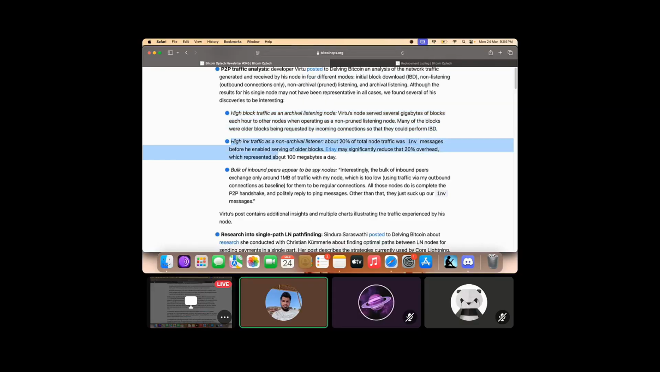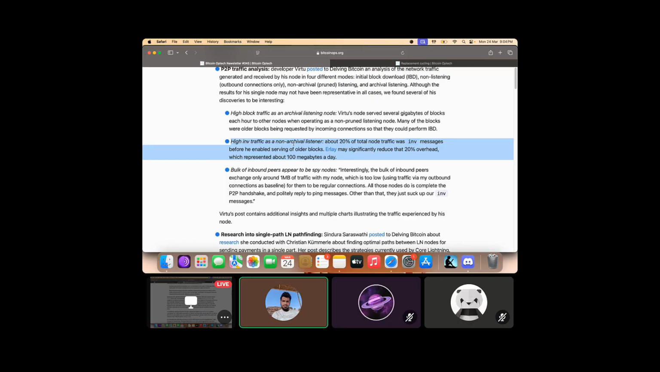High INV traffic as a non-archival listener. When they were a non-archival node, meaning a pruned node, but they cater to both inbound and outbound connections, they don't have the entire blockchain, but whatever information they have, they share with the inbound and outbound connections.